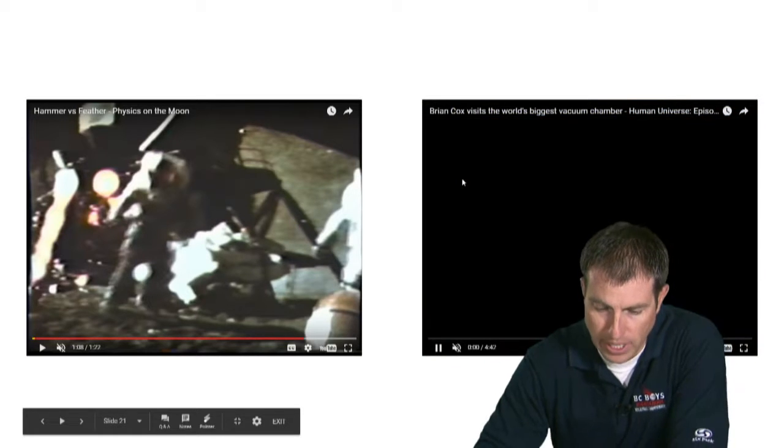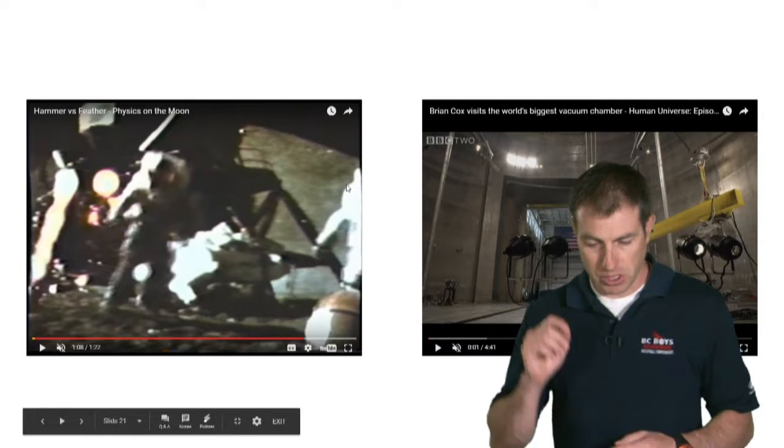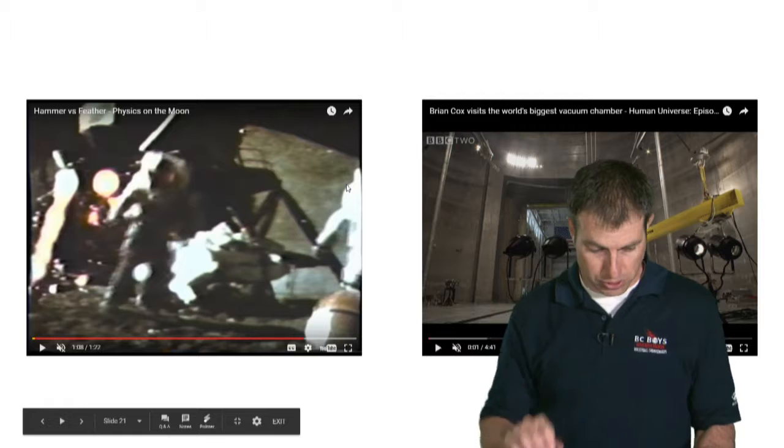So NASA has a big vacuum chamber, and they repeated this exact experiment in the vacuum chamber, and it's quite interesting to watch.